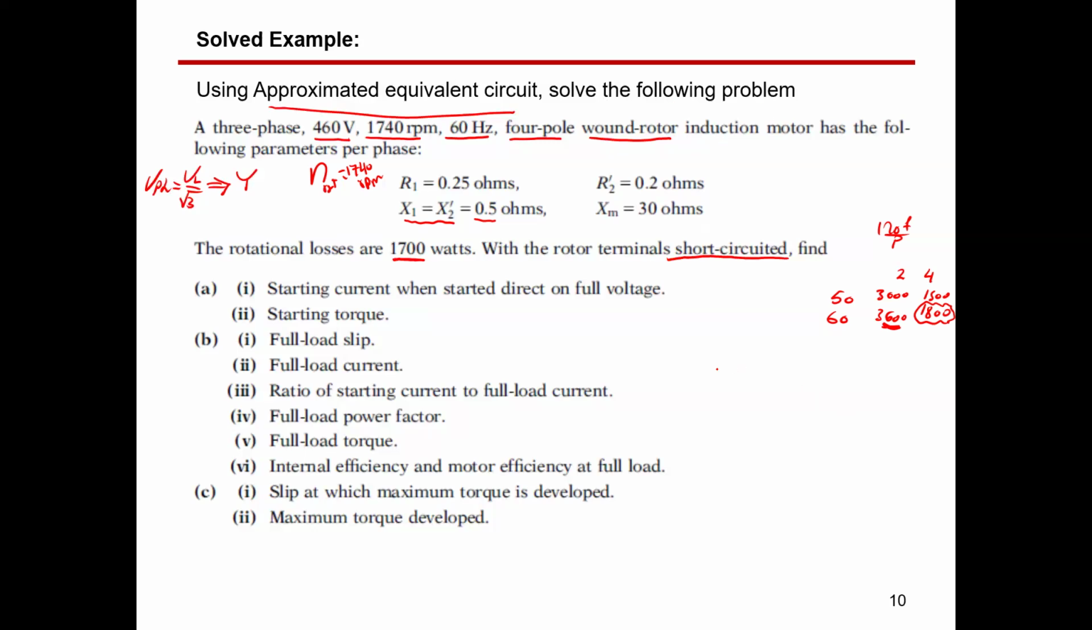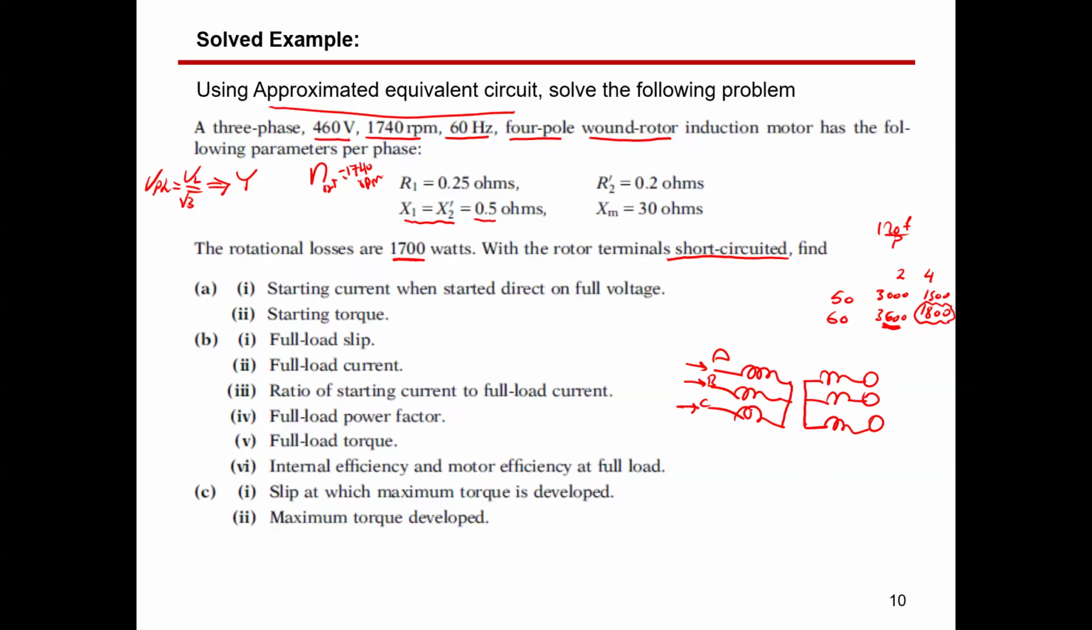So for the wound rotor type, the stator windings are like that. I'm sketching just the windings. And we supply this from the three-phase supply, A, B, and C. And the rotor windings are like that. And every winding is connected to the slip rings.